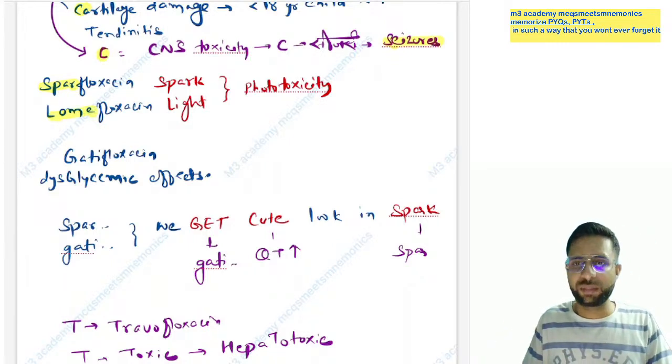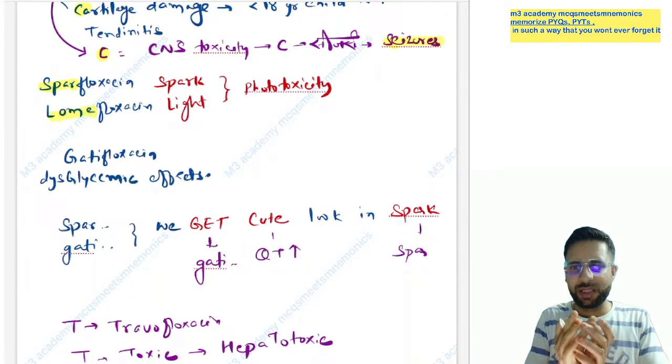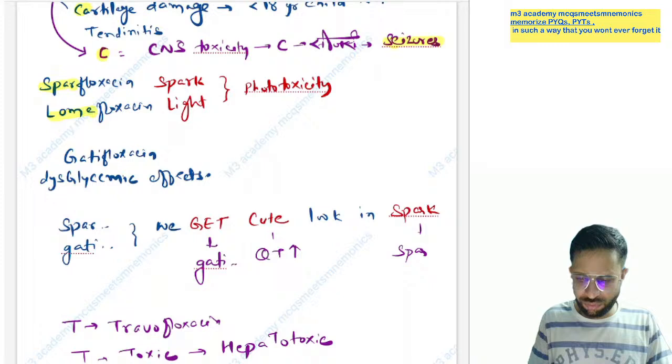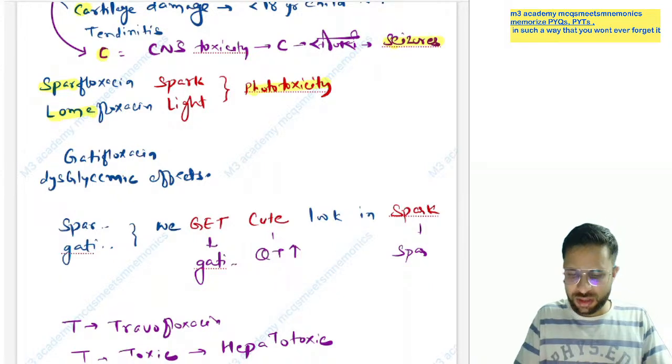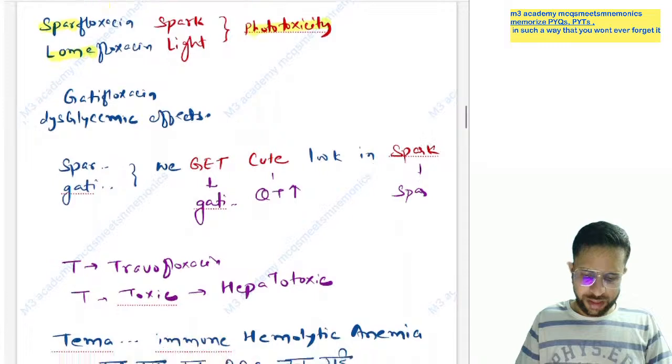Spar means spark, lomi means light. Spark and light means photo. So phototoxicity. Phototoxicity is the side effect of which drugs? Sparfloxacin and lomifloxacin. Yes. Next is gatifloxacin.